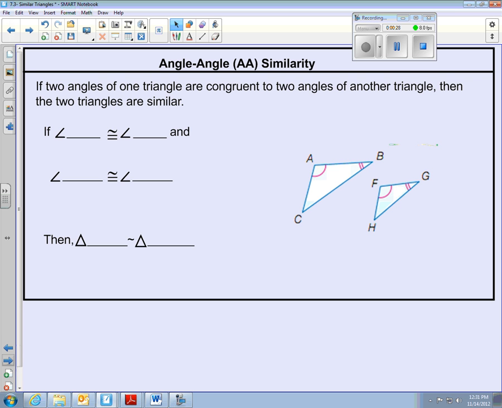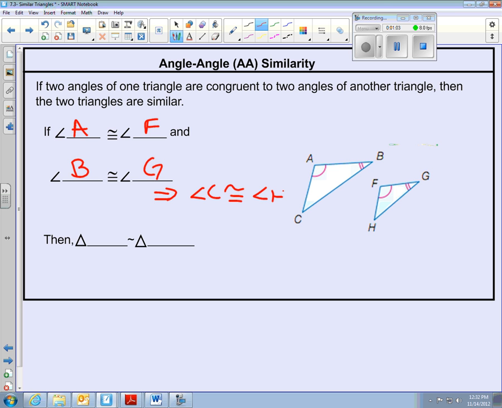All right, so let's start with our angle-angle similarity. If two angles of one triangle are congruent to two angles of another triangle, then these two triangles are similar. Remember that if we know that two of them are congruent, we can prove that the third one is congruent. And to be a similar figure from our similar polygons, you need to have congruent angles and proportional sides. So if angle A is congruent to angle F, and angle B is congruent to angle G, we know that angle C is going to be congruent to angle H. So therefore, triangle ABC is similar to FGH.